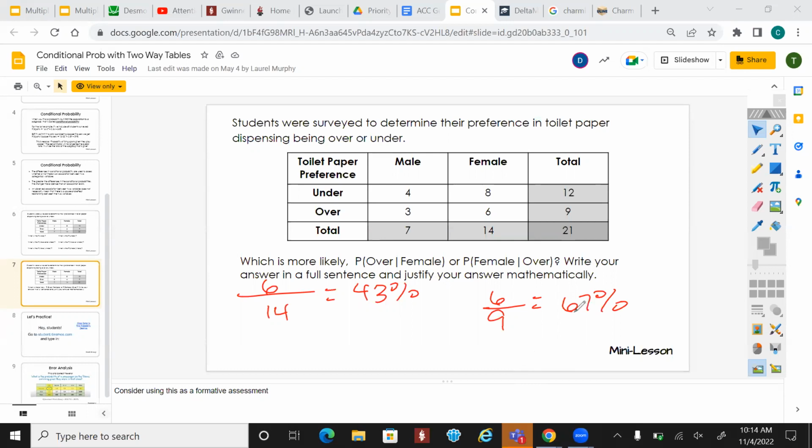Okay, so which one is more likely to happen? Female, given that they are over. So all of the over people are females. Okay, does that make sense? Or a majority of them.